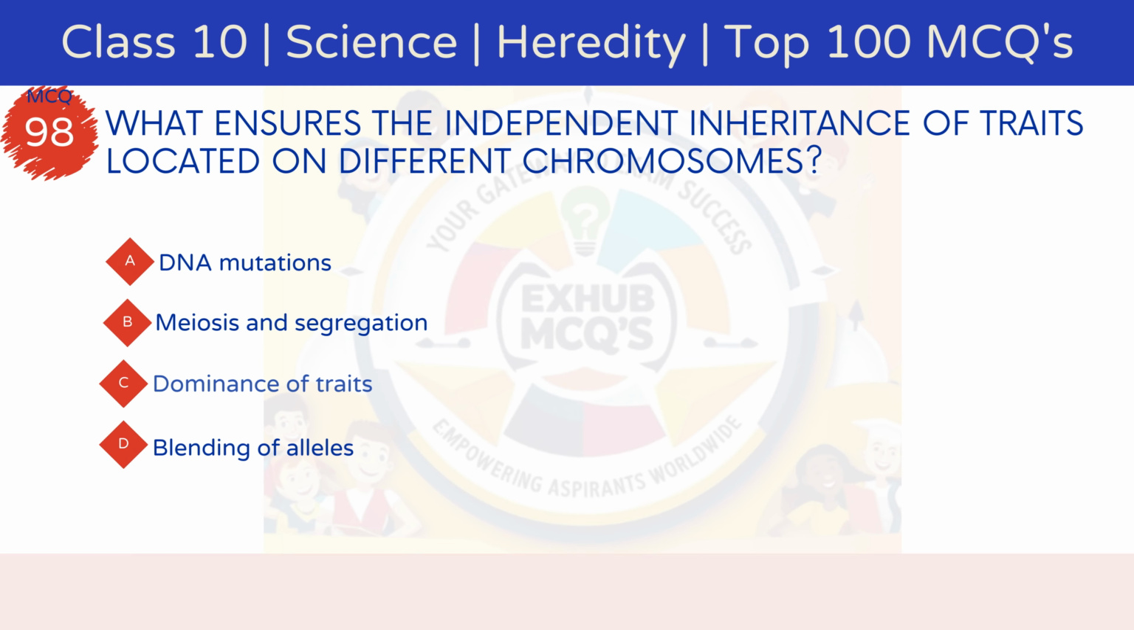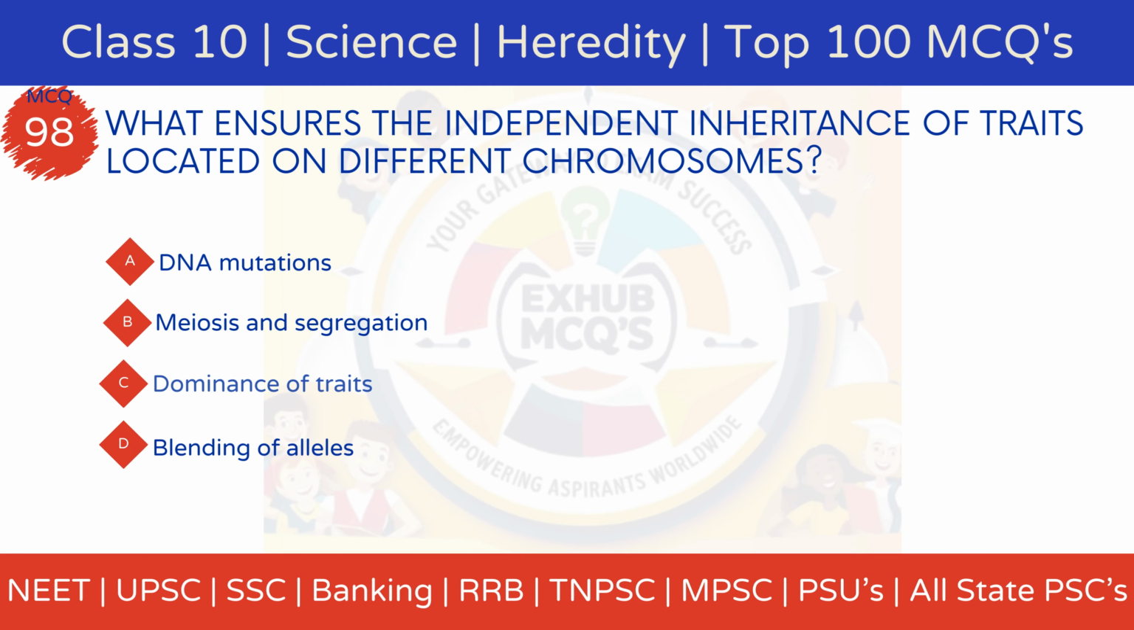MCQ 98. What ensures the independent inheritance of traits located on different chromosomes? Option A. DNA mutations. Option B. Meiosis and segregation. Option C. Dominance of traits. Option D. Blending of alleles.